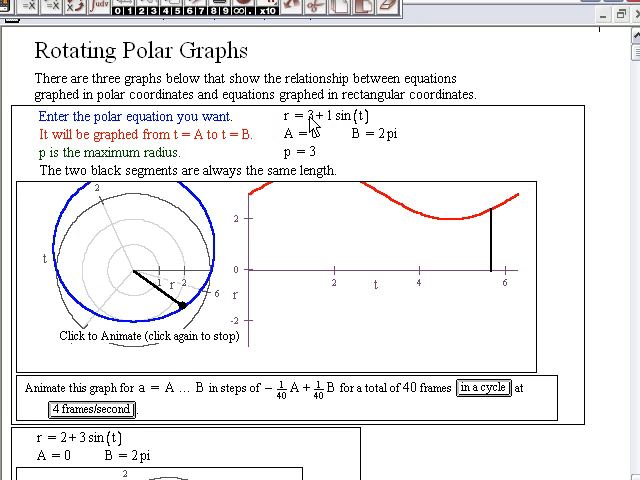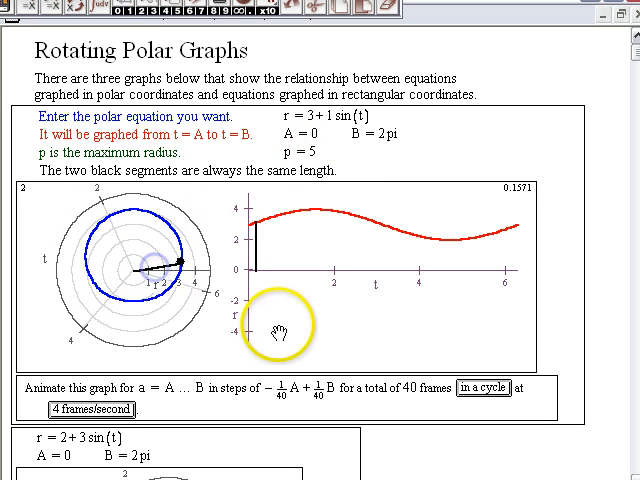So shift it up 3. It's kind of hard to tell that this isn't a circle. Let me zoom out a little bit here, see if I can see it a little better. Yeah, it's very close to a circle, but it's not a circle. Right? It is a convex Limacon. Just a sine curve shifted up or down.